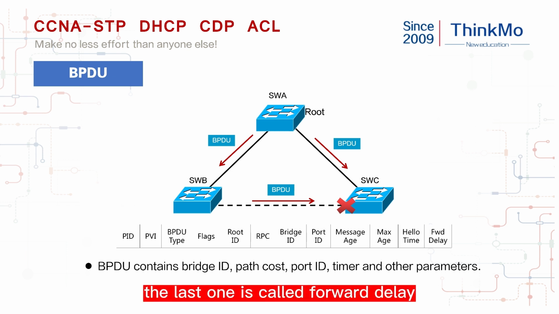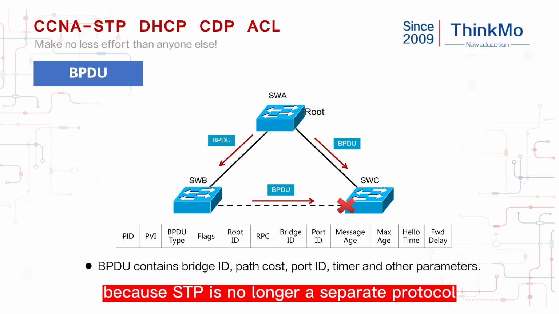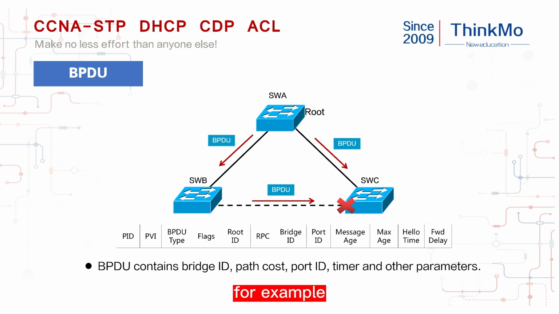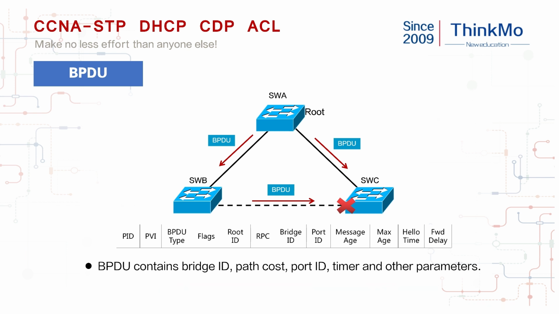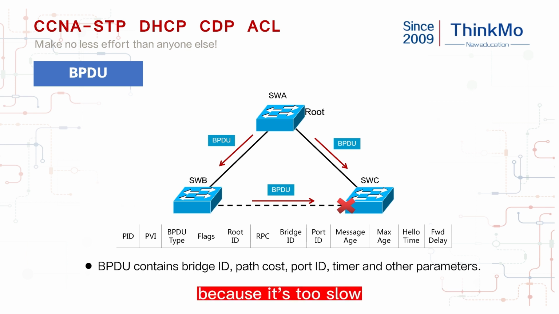The last one is called forward delay. This is its parameter, and it is also modifiable, but usually no one changes it. Because STP is no longer a separate protocol, usually it will be combined with some other protocols. For example, what we use more now is link aggregation plus stacking. STP is just a protocol running on the bottom layer. Slightly medium and large networks will not run STP alone, because it's too slow.